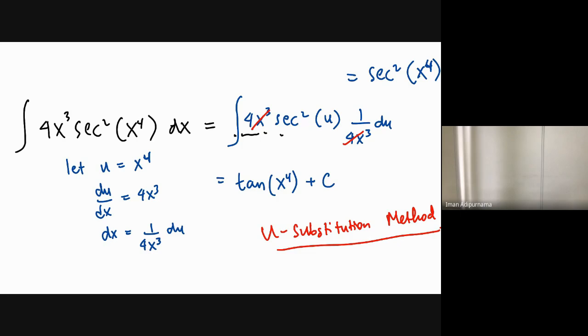The problem with this u substitution is how to identify the correct u. Sometimes when we have this u, maybe it will not cancel completely. We still have the x. And if you have that, then your u substitution will not work.